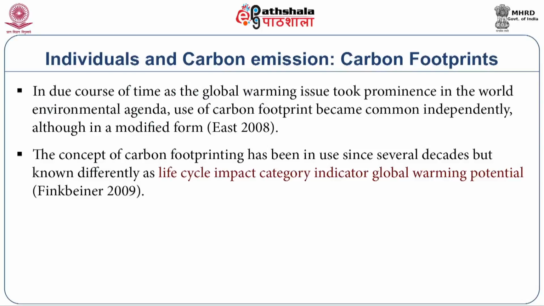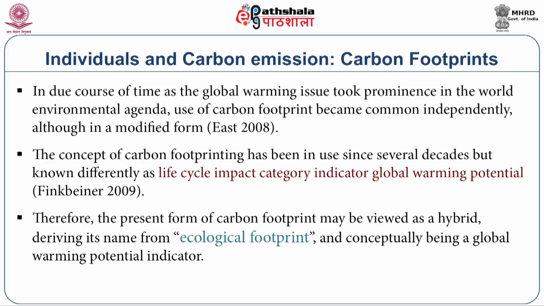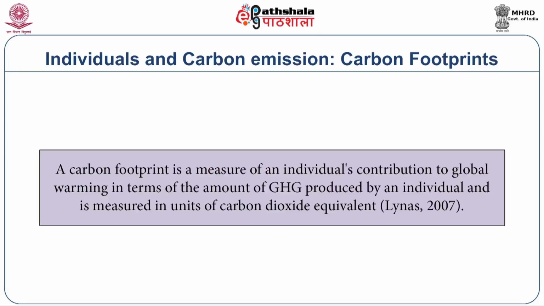The concept of carbon footprint has thus been in use since several decades, but known differently as life cycle impact category indicator global warming potential. Therefore, the present form of carbon footprint may be viewed as a hybrid, deriving its name from ecological footprint and conceptually being a global warming potential indicator. A carbon footprint is a measure of an individual's contribution to global warming in terms of the amount of greenhouse gas produced by an individual and is measured in units of carbon dioxide equivalent. This is a definition that Linus gives in his book published in 2007.